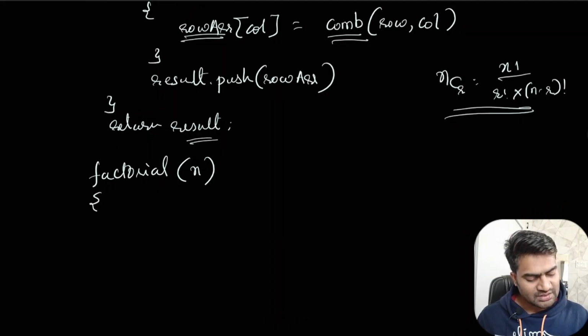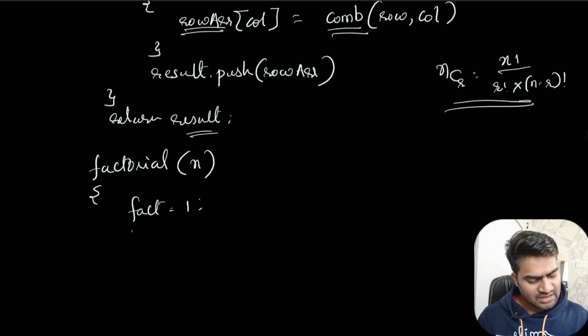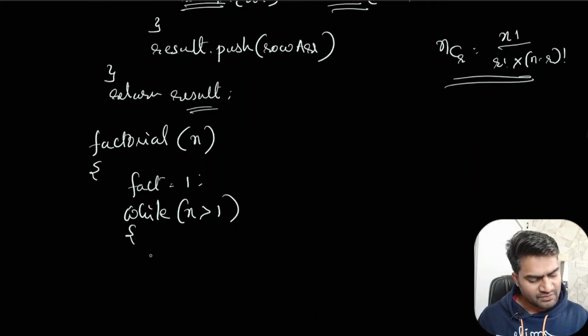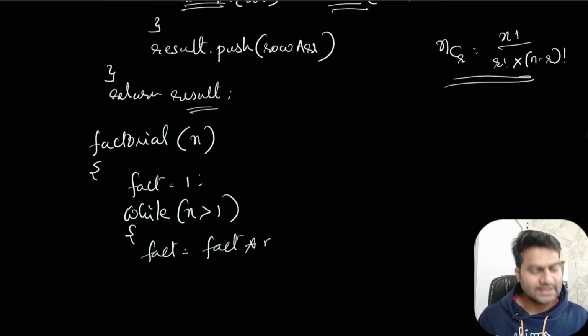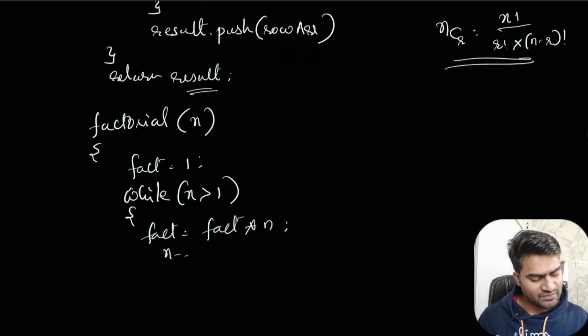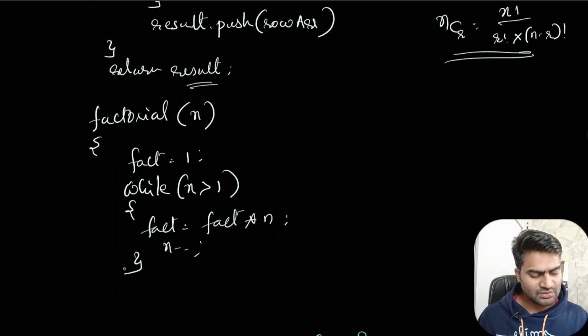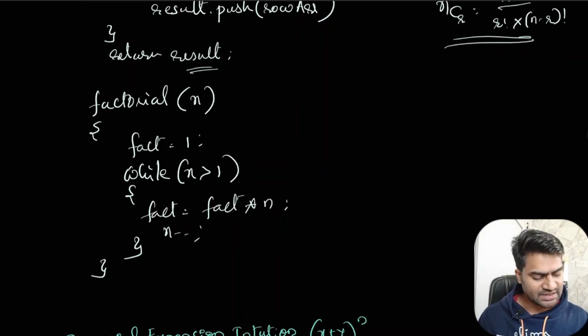Okay. So then factorial equal to 1 initially, then while n is greater than 1, what it will do? Factorial equal to factorial into n. Okay, then after this I will decrement the value of n. Okay, so this way we will get the factorial. You can check the base condition and all those things, if the value is 0, all those things which we will see in the code.